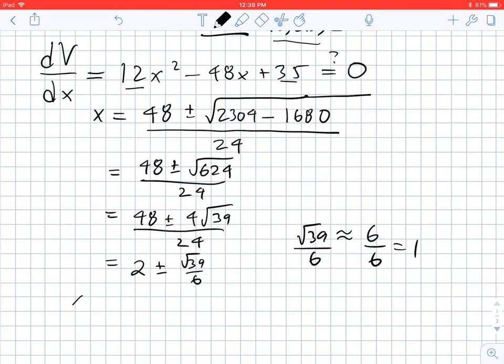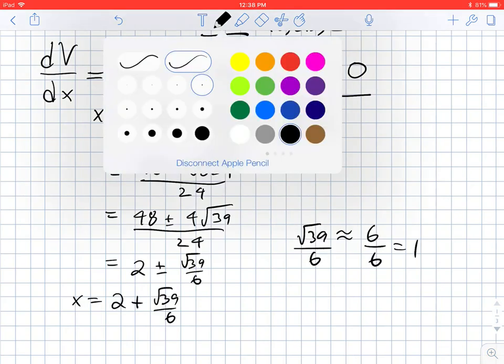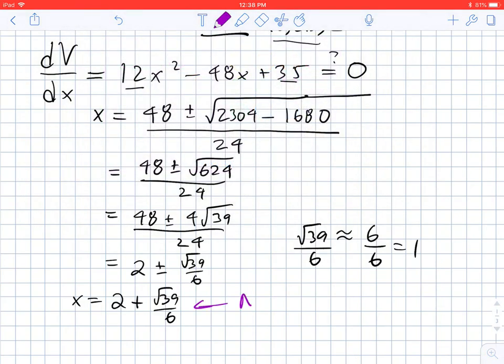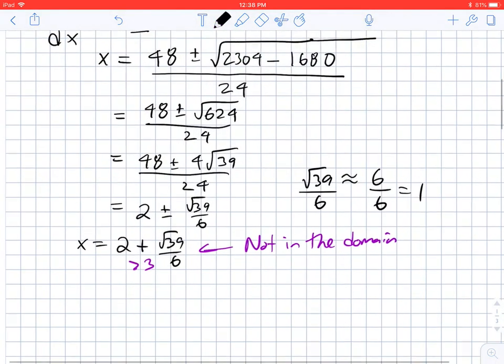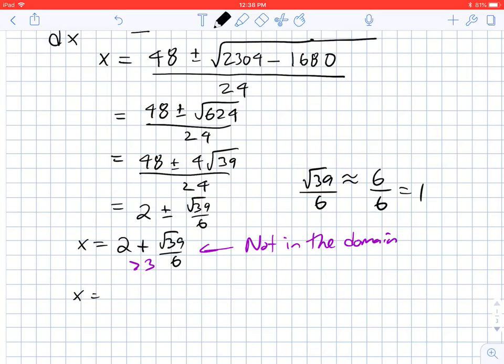So of the two options, one of them we have to toss out. So 2 plus root 39 over 6 is not going to work because that is not in the domain. It's too big. This is greater than 3. Okay, so the other option is going to be 2 minus root 39 over 6.